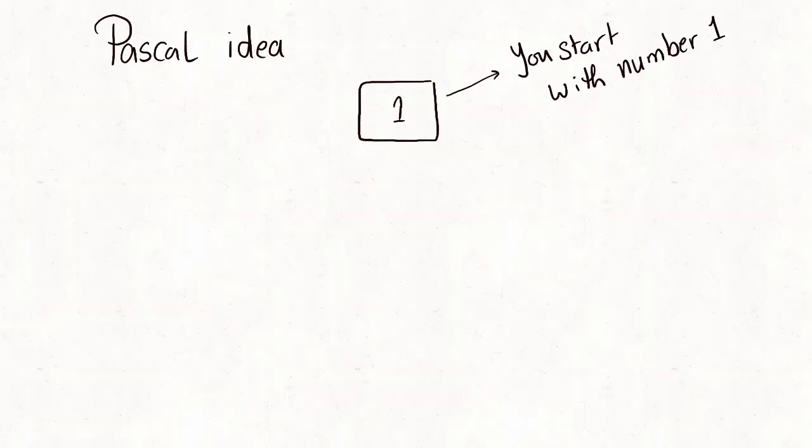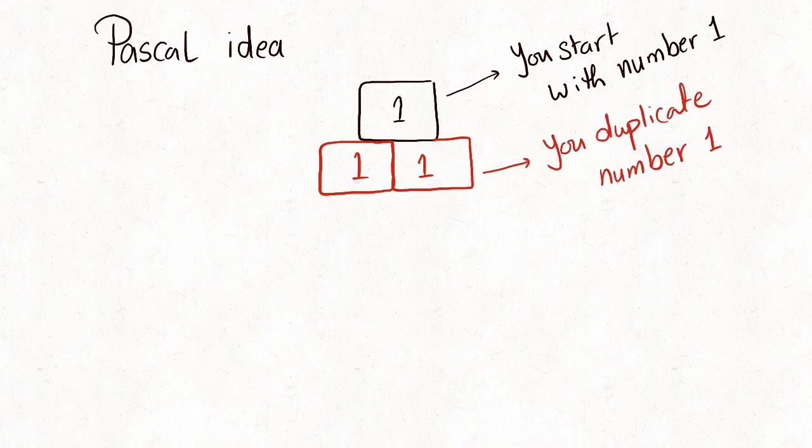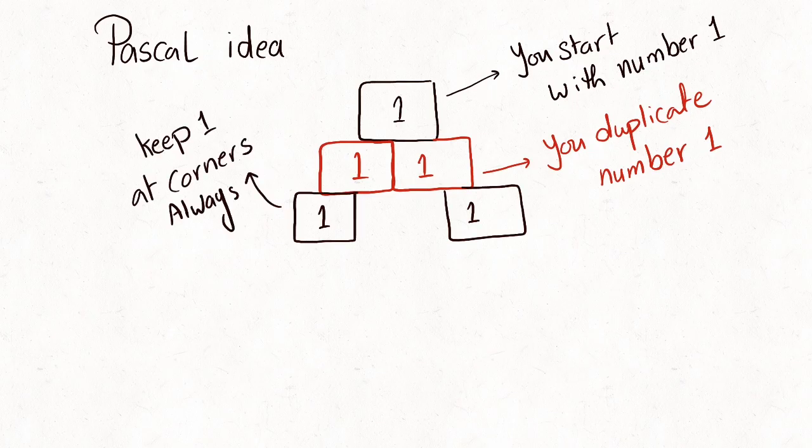The idea behind it, from the top you will have number 1. The second row will be followed by 2 blocks of 1. Now, you will start expanding the triangle in a way that you will always keep 1 from the left side and 1 from the right side. Now, in the middle, it should be the sum of the 2 previous blocks. Like in here, you have 1 plus 1. In the middle should be number 2.